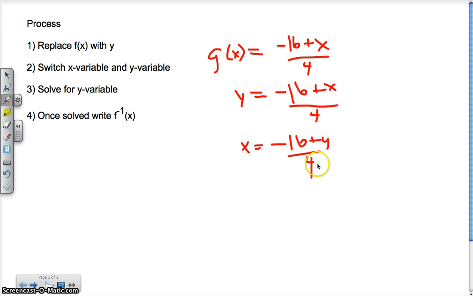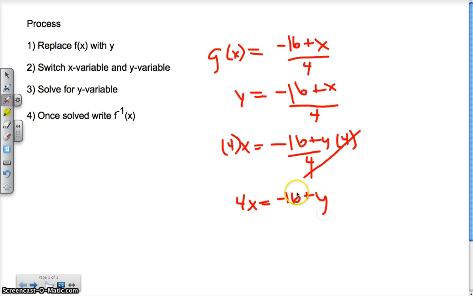And now I have to solve for y. Well, I see that this top part is being divided by 4. So I can multiply by 4 in order to get rid of that division by 4, right? I'll multiply this side by 4 as well. So I'm basically just multiplying by the reciprocal here, right? This is being divided by 4, or multiplied by 1 over 4. So I'm multiplying now by its reciprocal of 1 over 4, which is just 4. So now I have 4x equals negative 16 plus y.